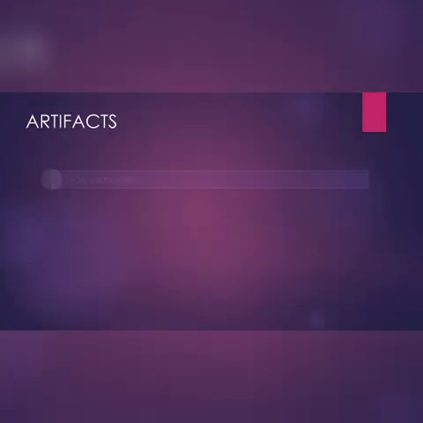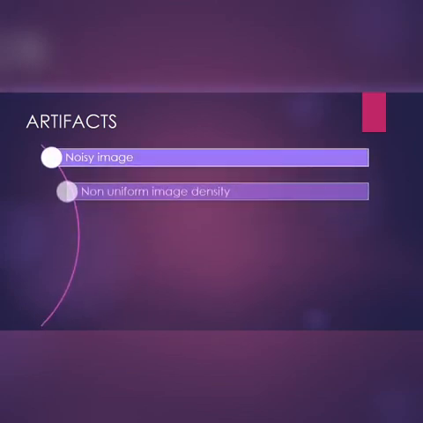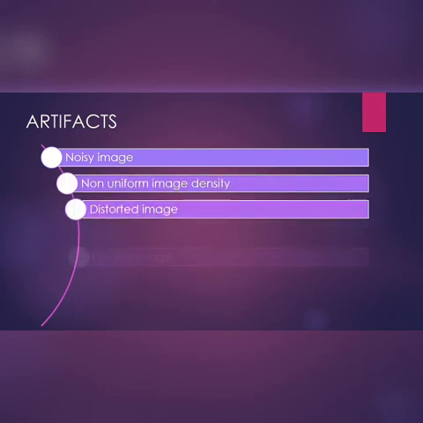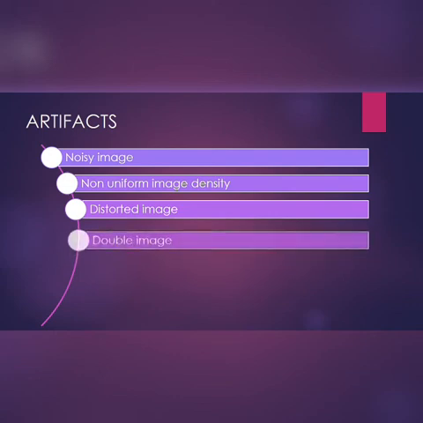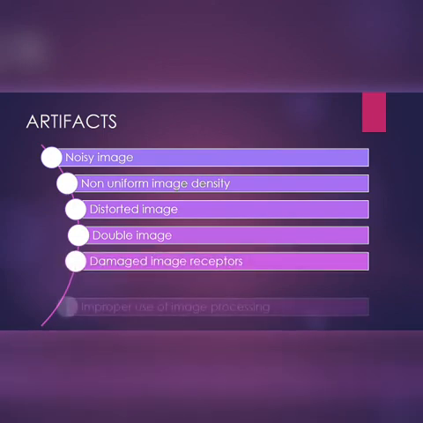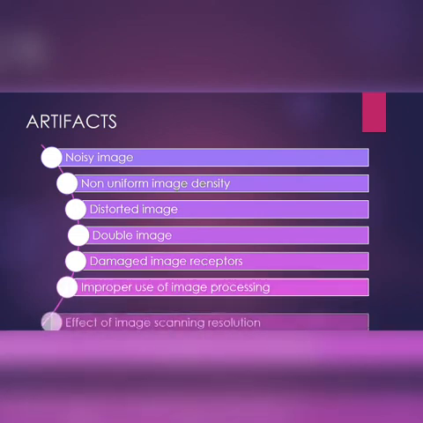Alright, so moving on to the last part of the discussion, about the artifacts. Artifacts are basically the compromised image quality because of various reasons, and the image can be distorted in many ways. So we're just going to see about each one in detail. It can lead to the production of a noisy image, a non-uniform image density, a distorted image, a double image, damaged receptors that can lead to certain artifacts, the improper usage of image processing systems, and the effect of the image scanning resolution that can compromise the diagnostic quality. Okay, so viewing each one in detail.